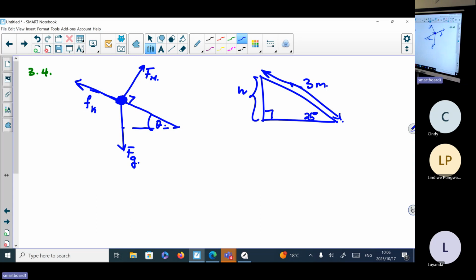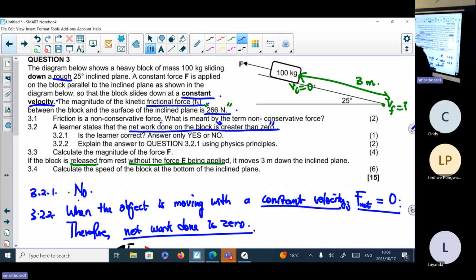Someone may choose to say so, that even though I am not given the height, I know that I can easily calculate the height. How so? Height divided by 3 is equal to the sine of the angle of inclination, which is 25 degrees. So let us look at that.